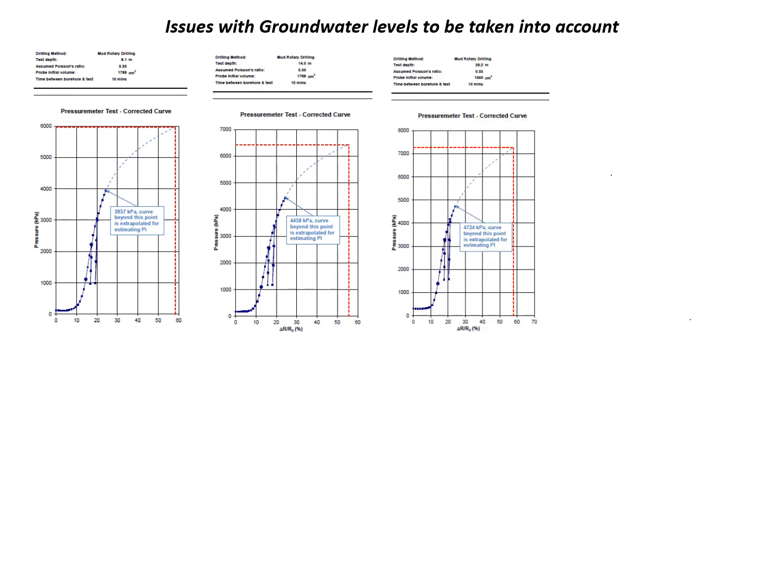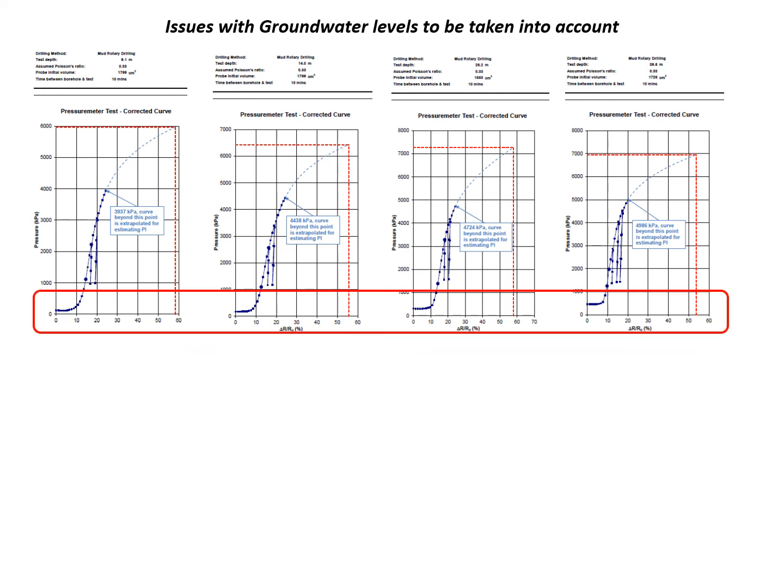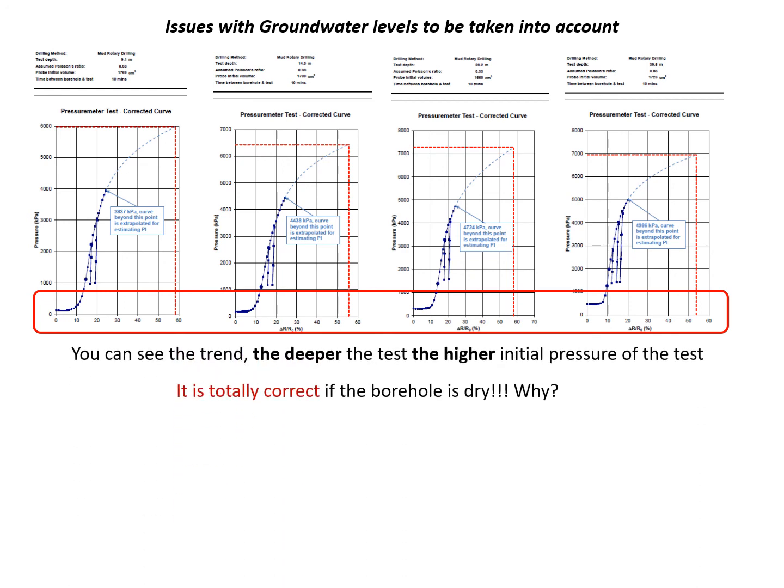And last, I would like to discuss groundwater level. You can see 4 test results in the same borehole, from shallow depths to deeper, to the deepest point. You can see that every time in this location, it's moving up. And it would be correct under just one condition. You see the trend, the deeper the test, the higher the initial pressure. It's totally correct if the borehole is dry.